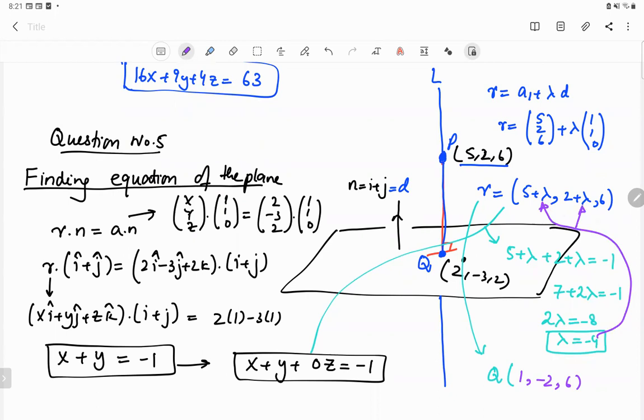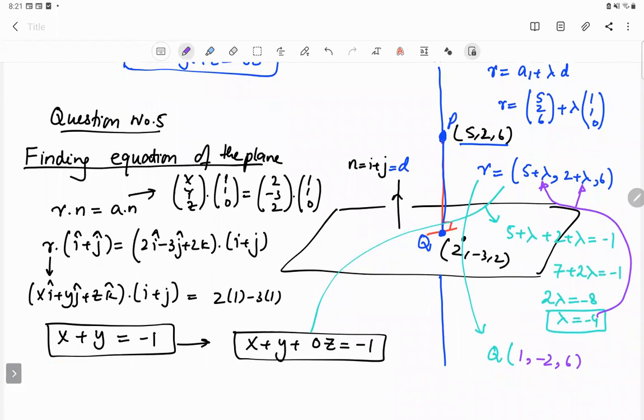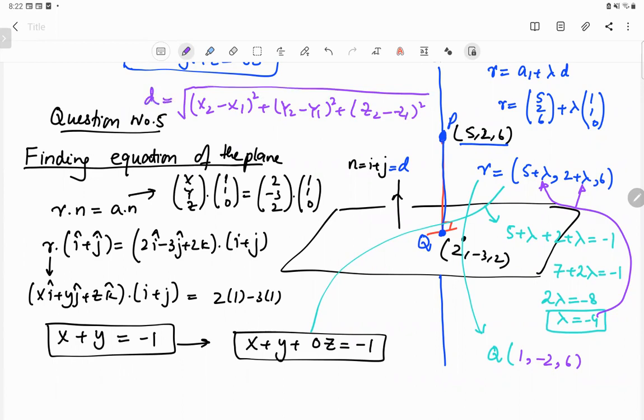5 minus 4 is 1, and 2 minus 4 is equal to -2. Now it's very easy for me to calculate this distance PQ by applying the distance formula. In order to calculate the distance between the 2 points, I will use this formula: square root of (X2 minus X1) whole square plus (Y2 minus Y1) whole square plus (Z2 minus Z1) whole square. This is the distance formula. I can use this formula to calculate the distance between PQ.